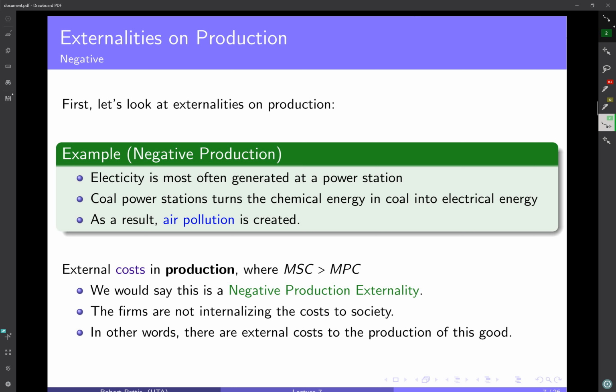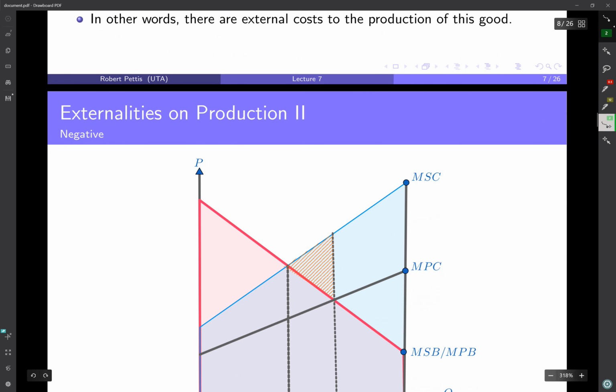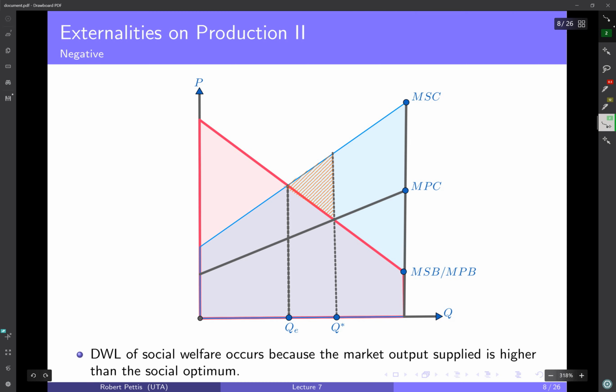So with this extra cost that's being put onto society, our marginal social cost is therefore going to be bigger than the marginal private cost, the cost to just that one firm. Okay? Because of this, we're going to say that this is a negative externality. And because it's coming out as a result of producing, it's a production externality. So altogether, it's a negative production externality. Here's what this may look like.